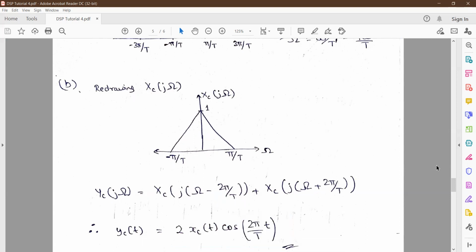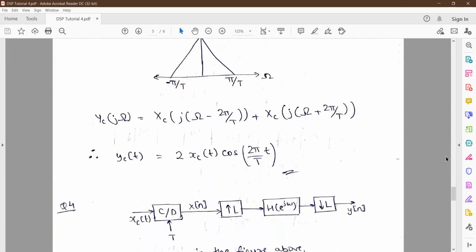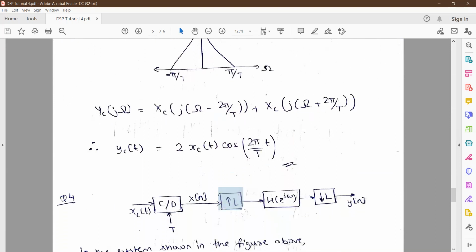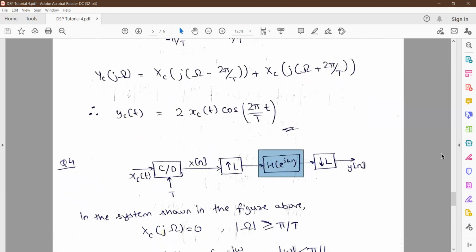Okay, coming to the last question. Now in this question, we have both an upsampler and a downsampler. We have an input that is a continuous time signal and a C2D block that samples at a sampling period of T. And we have been given this block, which is H(e^jω). Now the question says that the input is band limited.